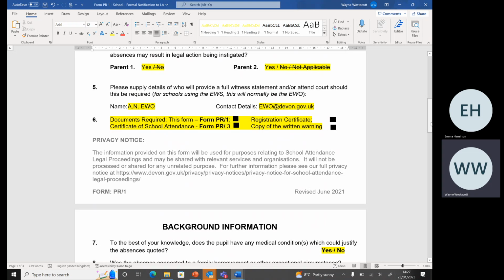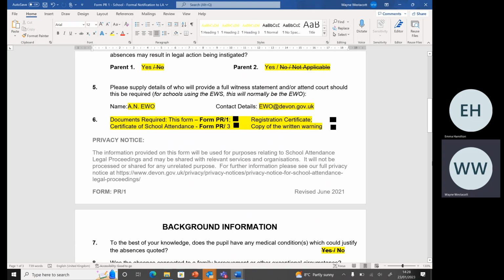Come down to section 5. This is details of who would provide the full witness statement and who would attend court on behalf of the school. If you use the Education Welfare Service at Devon County Council, this would be your school EWO. So you would put their name in and their email address, such as for myself, it would be emma.hamilton@devon.gov.uk. In here, section 6, this is just for you to know that you've got all the information.